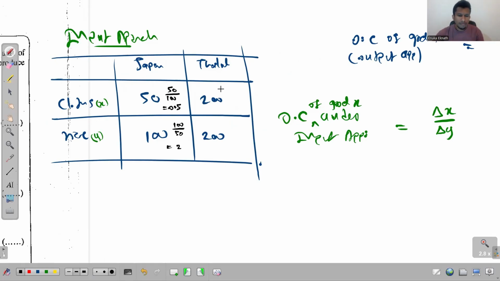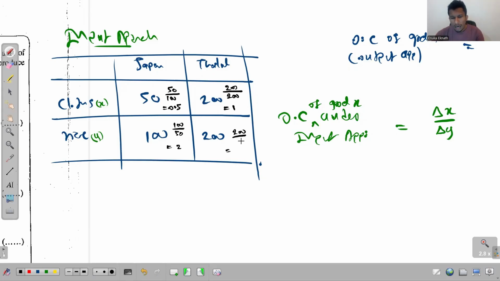And in Thailand, right, the opportunity cost of producing clothes is 200 over 100, which is equal to 2. And the opportunity cost of producing rice is, sorry, my mistake. This is 200 over 200, right? X is 200, even Y is 200. So the answer is 1, my mistake, right? Here also, you get the same thing.